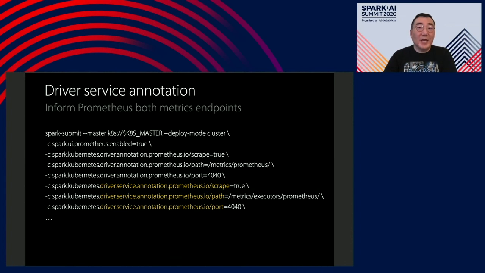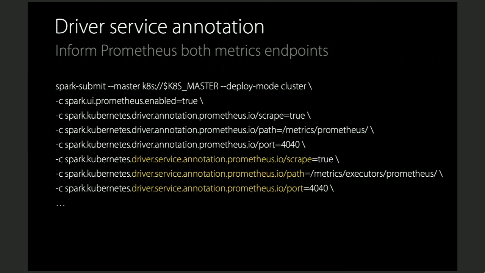Spark driver now have two metric endpoints for Prometheus metric and Prometheus resource. To monitor both endpoints together, you can give driver path annotation and driver service annotation at the same time like this. The yellow paths are the new driver service annotation feature in Spark 3.